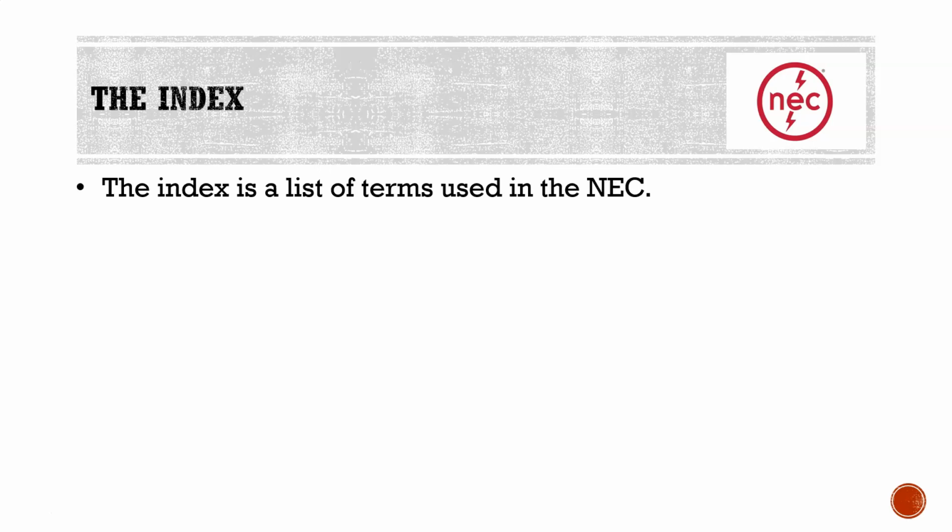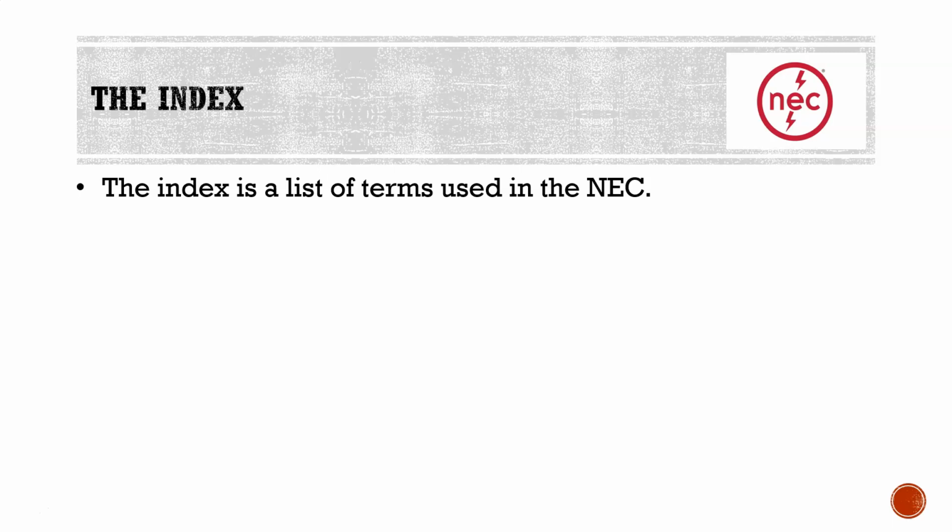And then lastly, for this lecture, we're going to be talking about the index. So the index starts in the 2017 edition of the code on page 820. So this is all the way in the back of your book, and I know it seems kind of strange to be jumping from the front of the book to the back of the book. However, the index is best learned at the start of learning about the code, as it can be extremely helpful in your journey through learning the code. So the index is a list of terms used in the NEC.